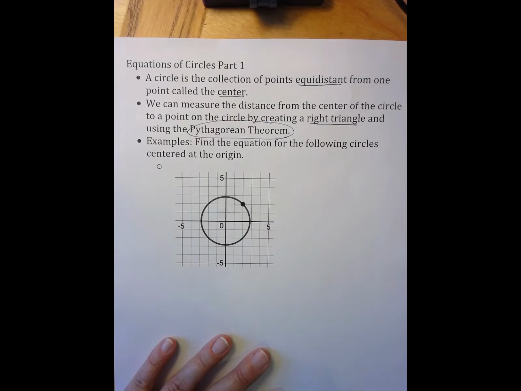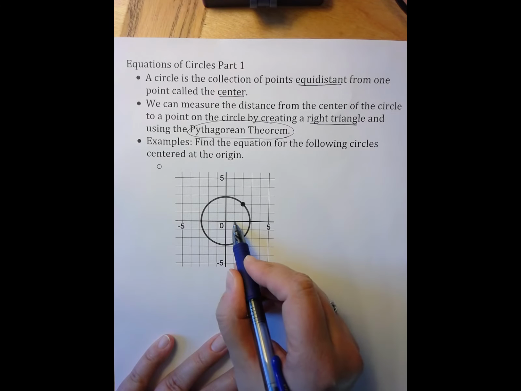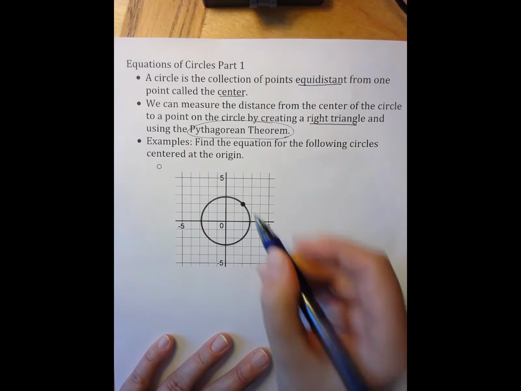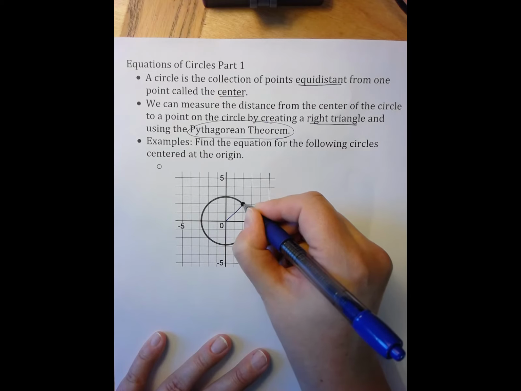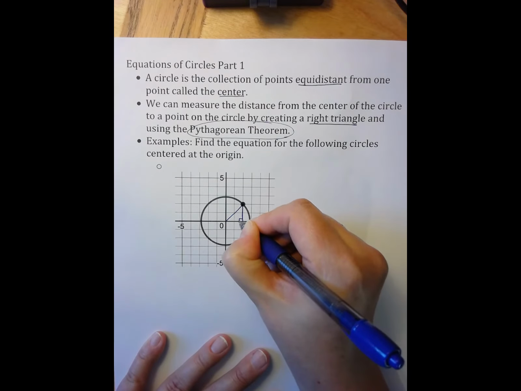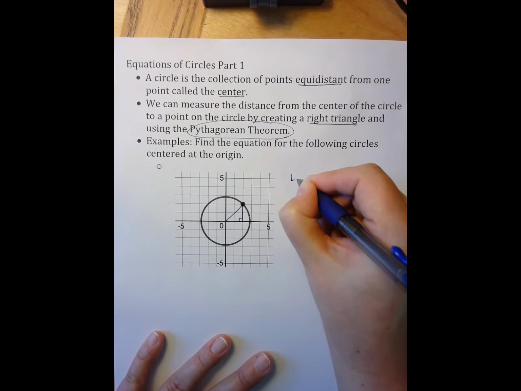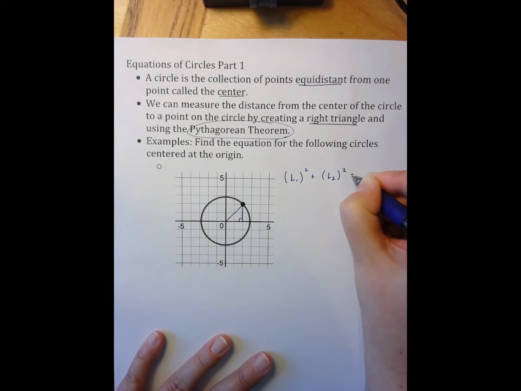In our first circle, I actually can't count over and see exactly, oh look, there's the radius. It's somewhere between 2 and 3. But I'm given a point on the circle, so I can create a right triangle right there, and I can find this length. So we're going to say leg 1 squared plus leg 2 squared equals hypotenuse squared.